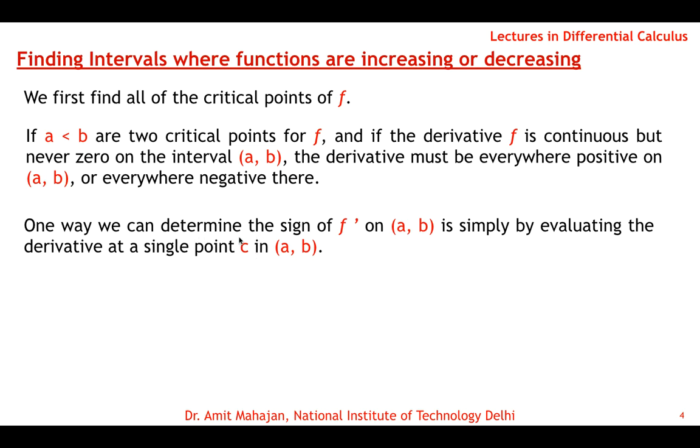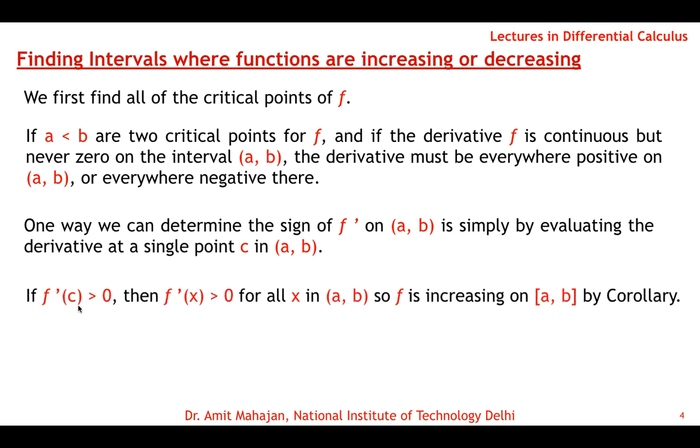Okay, so this is the method: you calculate the critical points that will divide the domain into subintervals, and then for each subinterval you can check the sign of the derivative by simply taking any point inside that interval. Then check the derivative at that point. If it is positive, the function is increasing in that interval. If it is negative, then the function is decreasing in that interval.